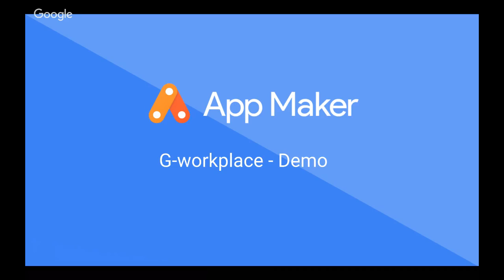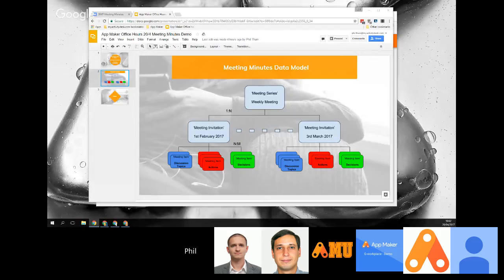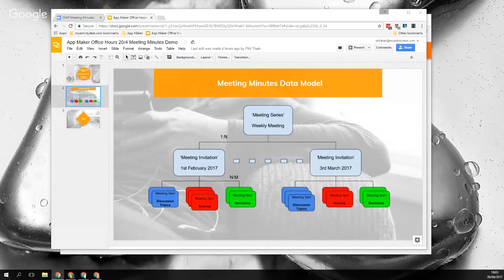Phil. Phil, are you ready to go? Feel free to go. Yeah, I'm ready to go. Hopefully I'm sharing the meeting minutes data model. Just let us know once everything switches over and we can see your screen. Oh, you're good to go. Yep. Are you seeing my screen? Yeah, we're good now.